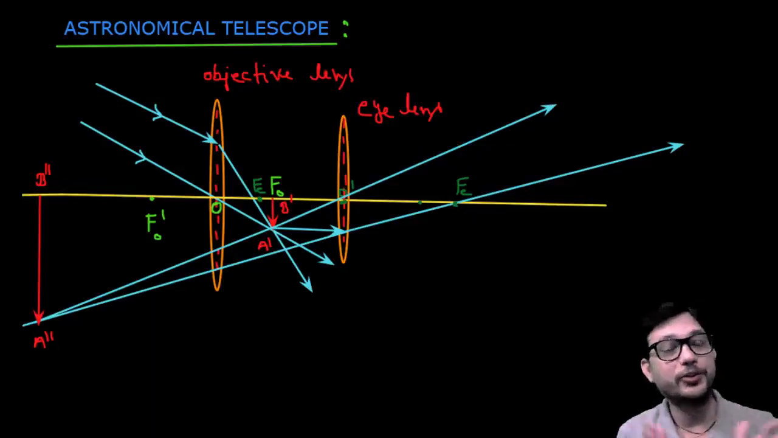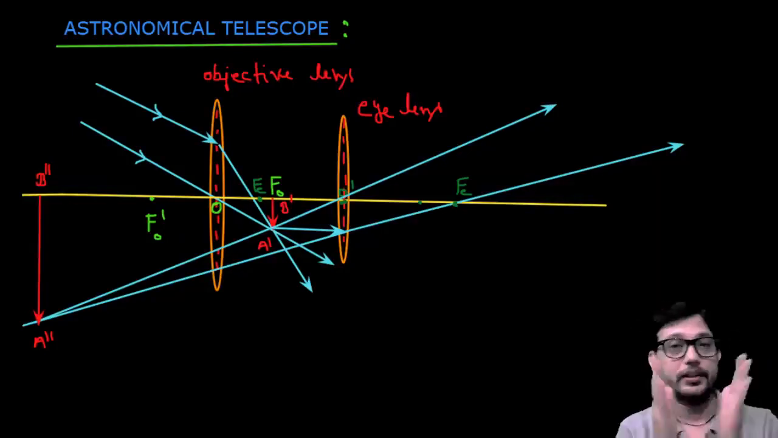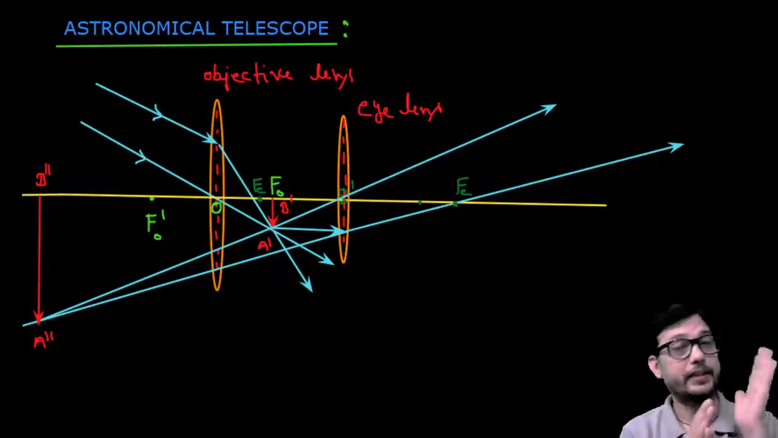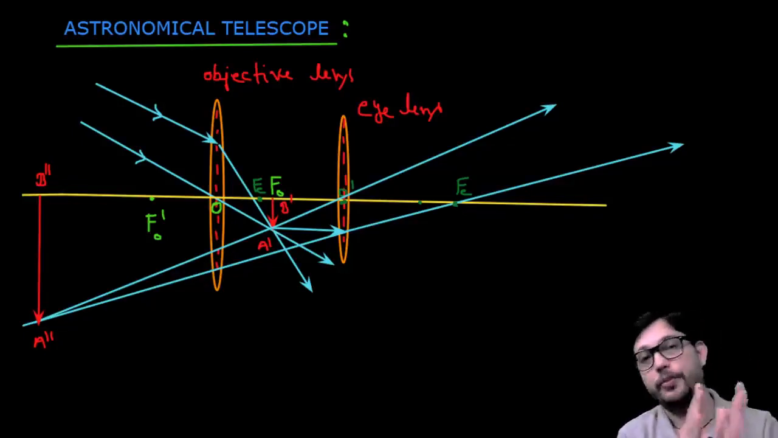We are going through a unit, and the unit name is optics. That unit is divided into two parts. One part is ray optics, the other part is wave optics. In ray optics, the last chapter is optical instruments.